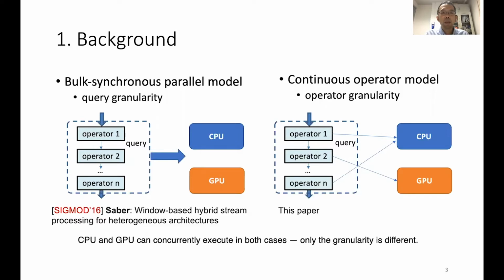Please note that CPU and GPU can concurrently execute in both cases, only the granularity is different. Previous research mainly takes the bulk synchronous parallel model. However, we found that the continuous operator model is also useful, and particularly, it is very suitable for integrated architectures.